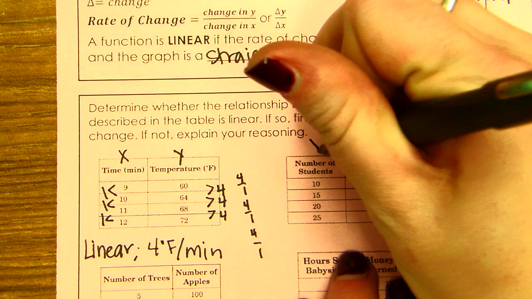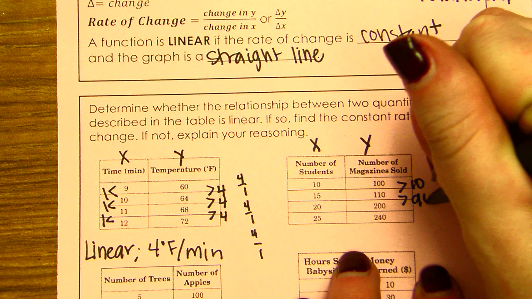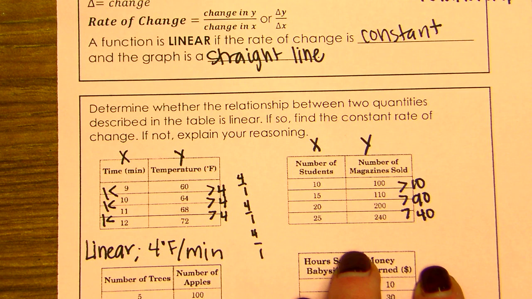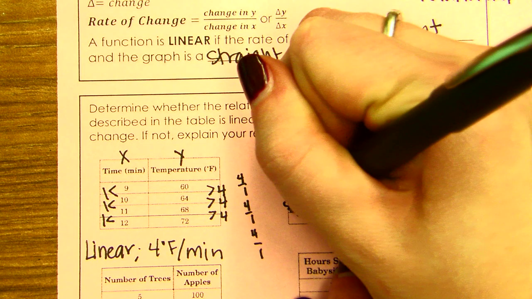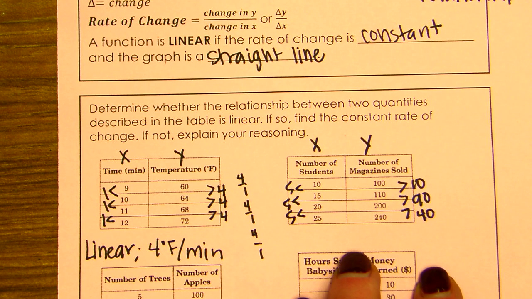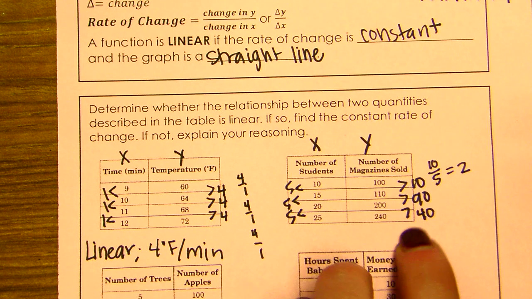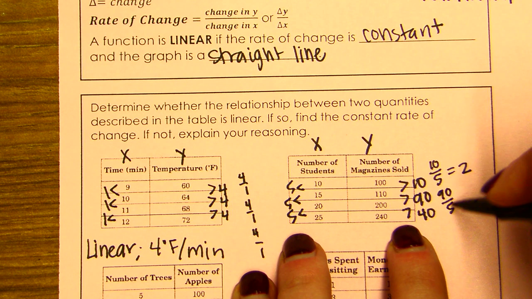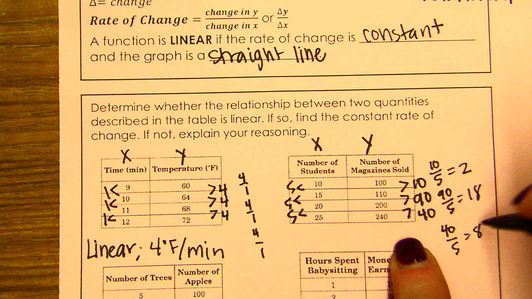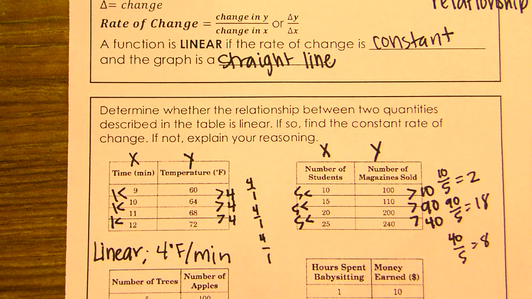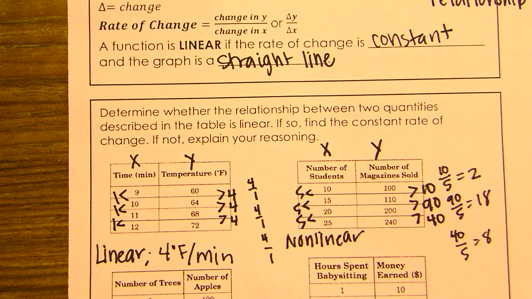For this one, we're going to do the same thing, x and y. This one's going up by 10, this one's going up by 90, this one's going up by 40, and x is going up by 5, 5, 5. And then we do change in y divided by change in x. For this row it's 10 over 5, which simplifies to 2. For this row it's 90 over 5, which simplifies to 18. For this row it's 40 over 5, which simplifies to 8. Since it's not the same, it's nonlinear, because the rate of change was different every time. There's no constant rate of change.